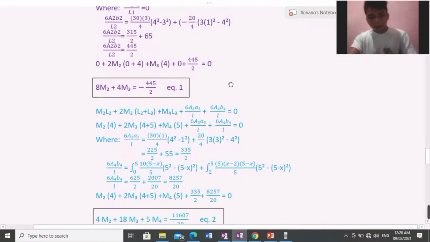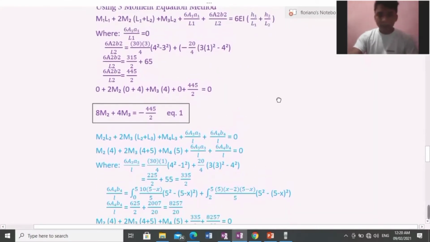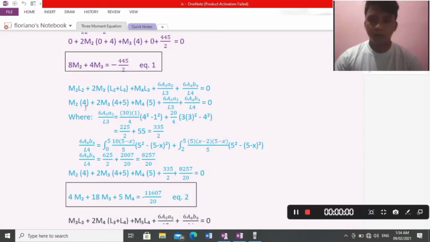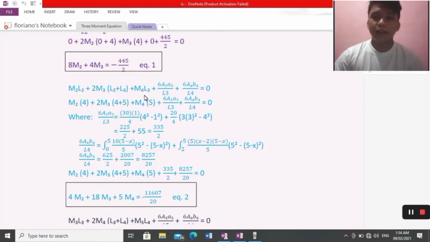So, ang next natin gagawin is gagamitin natin itong formula ito. So, ang gagamitin nating formula is M2 times L2 plus 2M3 times the quantity of L2 plus L3 plus M4 times L3 plus 6A3 times A3 all over L3 plus 6A4 times B4 all over L4 is equals to 0. So, madali lang naman siyang matandaan. So, explain ko kung bakit.